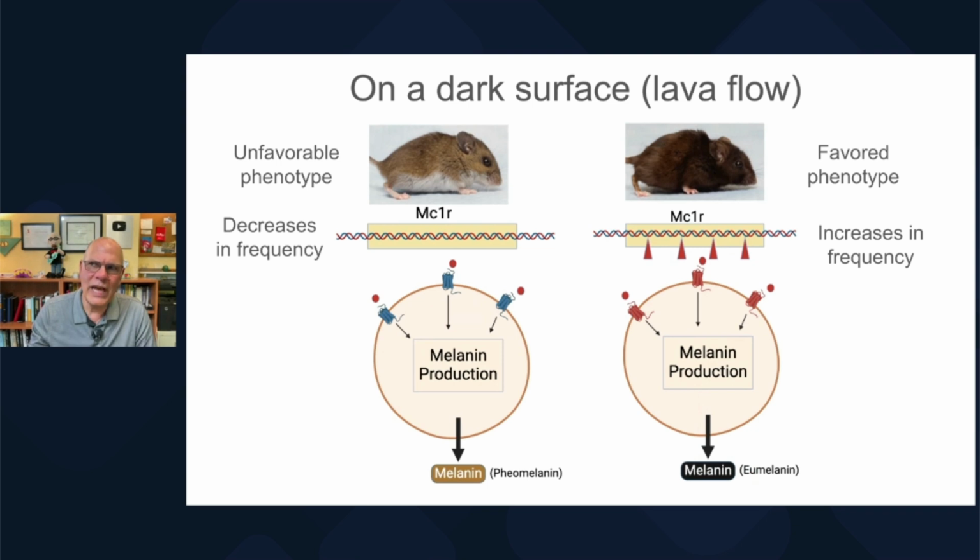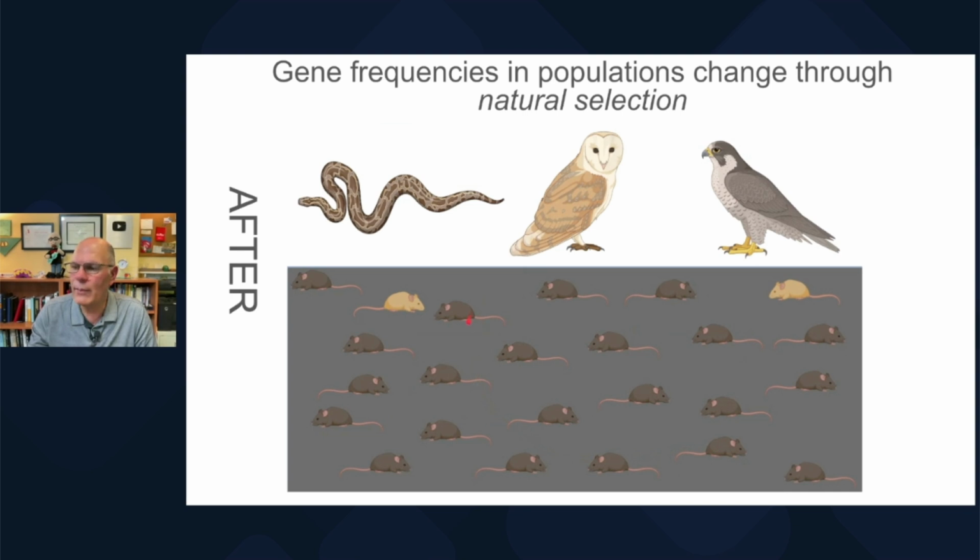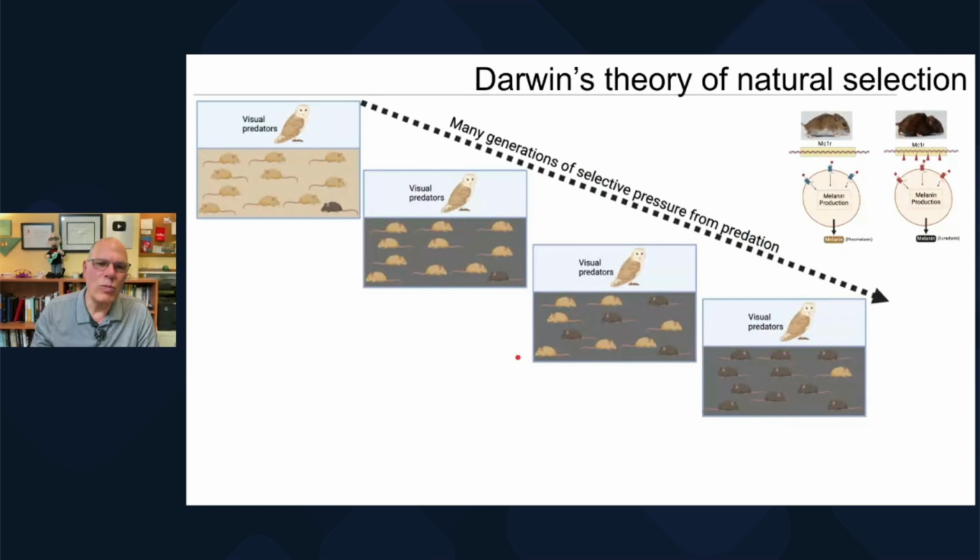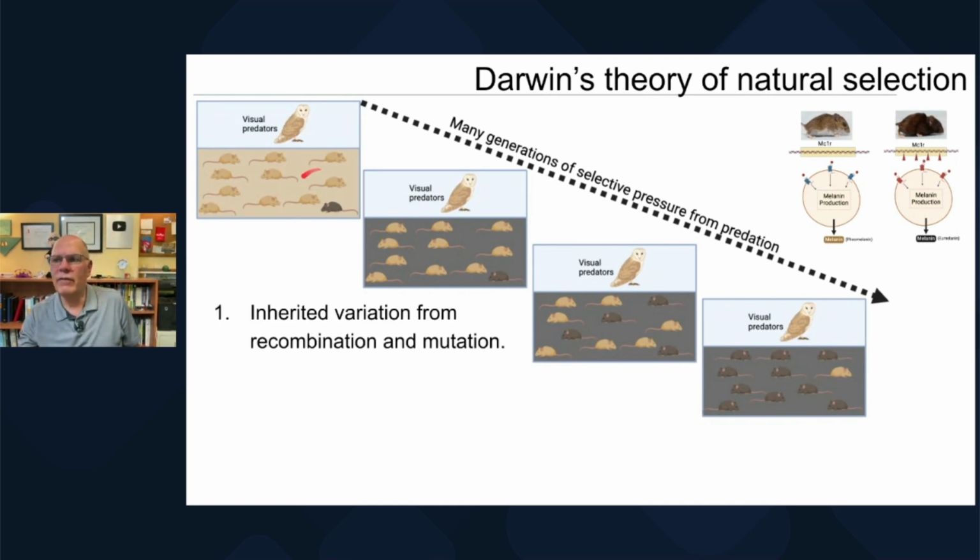You can now connect what's happening with natural selection with what's happening on a molecular level. And over time, what will happen is that the predominant form of mouse on those dark lava flows will be the dark-colored mice. Let's go through the whole process of natural selection because it's a very useful process to understand as you learn about biology this year. Here's how it begins. Here we have our mice on this light-colored substrate, but there's going to be some variation. And that variation comes about from recombination and mutation.